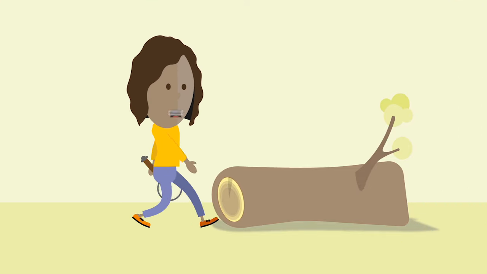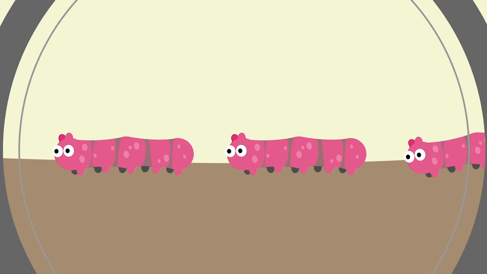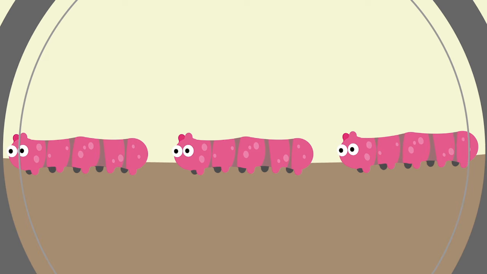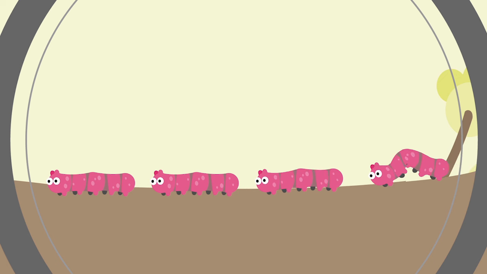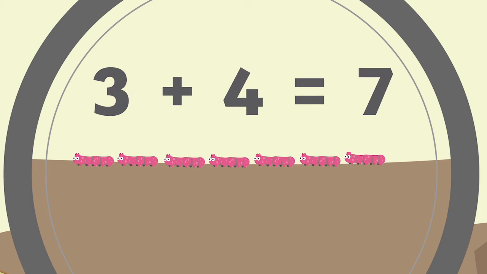Composing numbers refers to joining groups or a set of numbers to make another number. So I can join three caterpillars. One, two, three. And four caterpillars. One, two, three, four. Together and make a group of seven caterpillars. One, two, three, four, five, six, seven. So, three and four make seven.